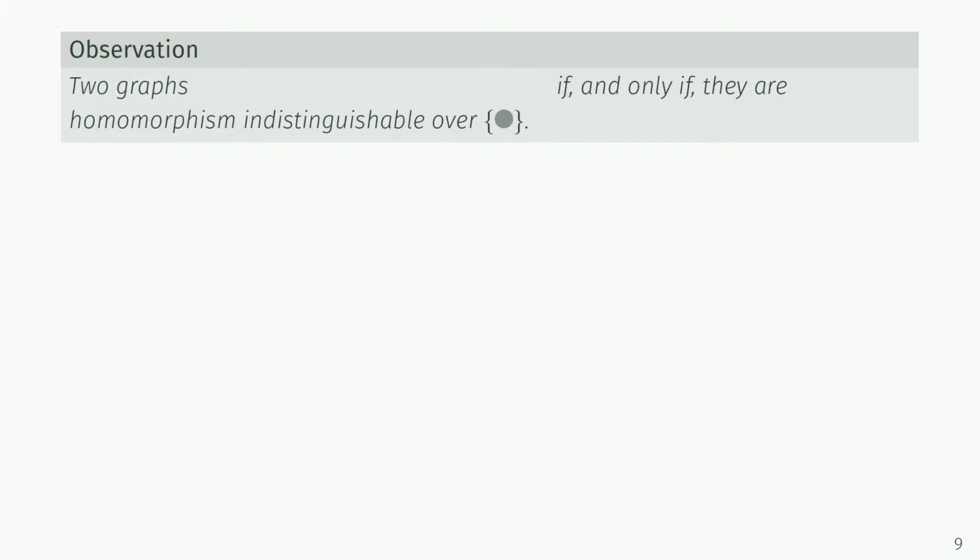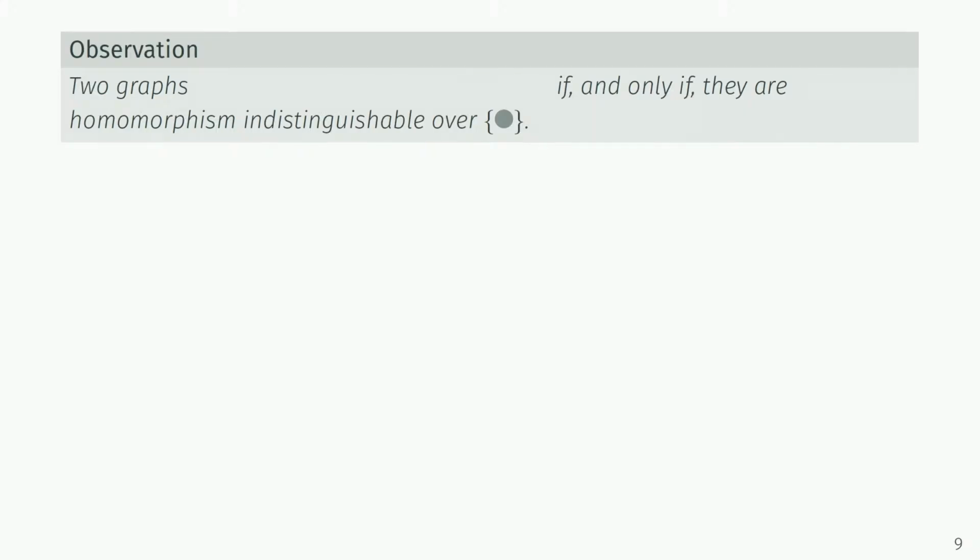So first I'd like to do some easy examples just for all of us to be on the same page. So let's first look at homomorphism indistinguishability over this very simple graph class, the graph class containing only the one vertex graph. Any guesses? What is this relation?